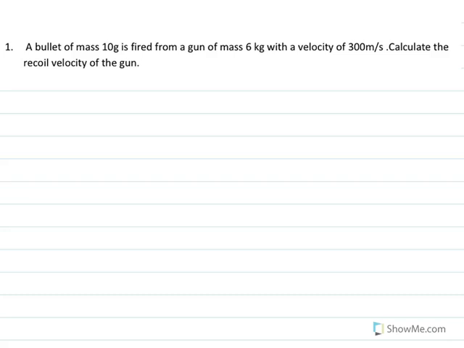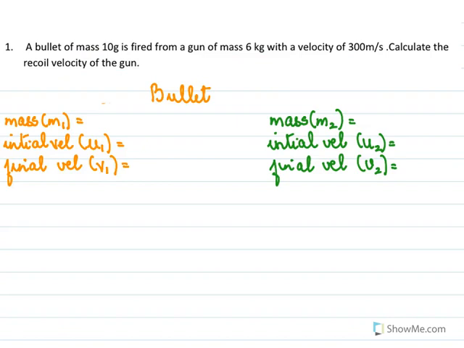A bullet of mass 10 grams is fired from a gun of mass 6 kg with a velocity of 300 meter per second. Calculate the recoil velocity of the gun. So here we have to separate the information.